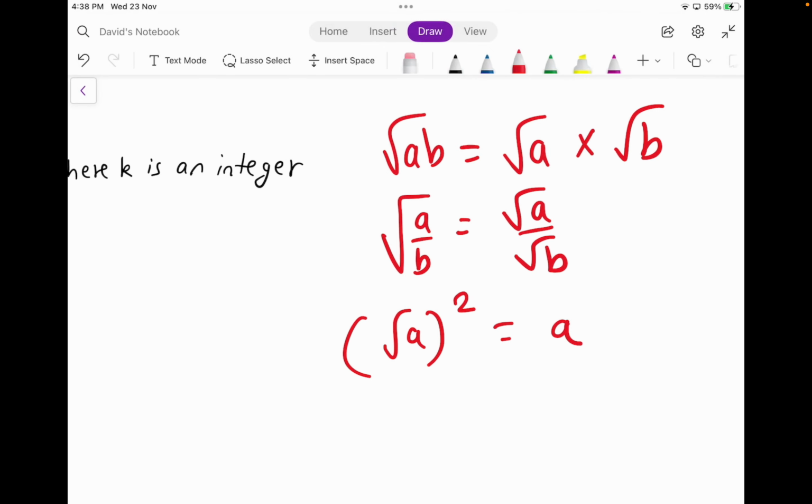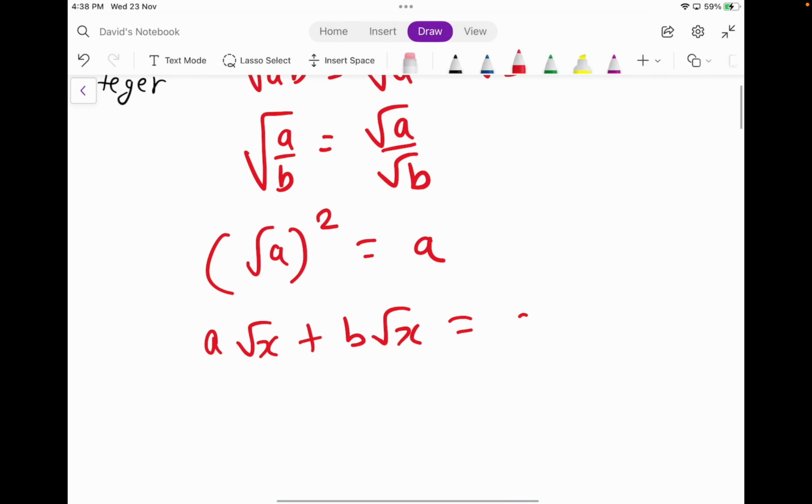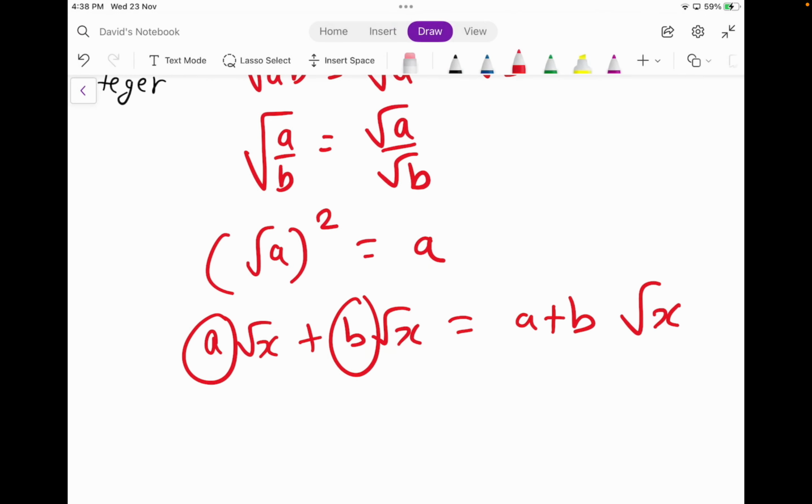And some other rules: when dealing with addition, if you have a square root x plus b square root x, you're just going to add a and b together, leaving square root x the same. It's the same thing for subtraction, where a square root x minus b square root x automatically becomes a minus b, square root x. That's going to be your answer in terms of subtraction.